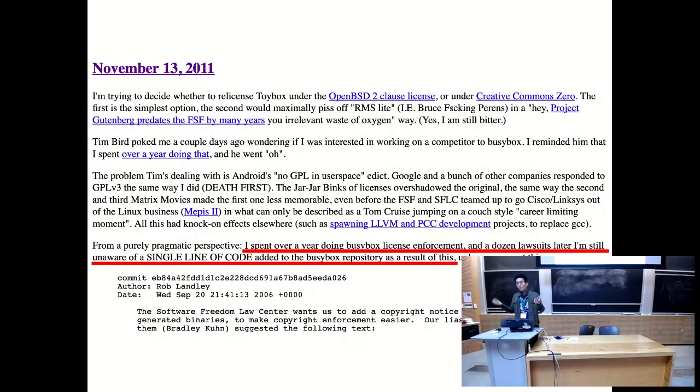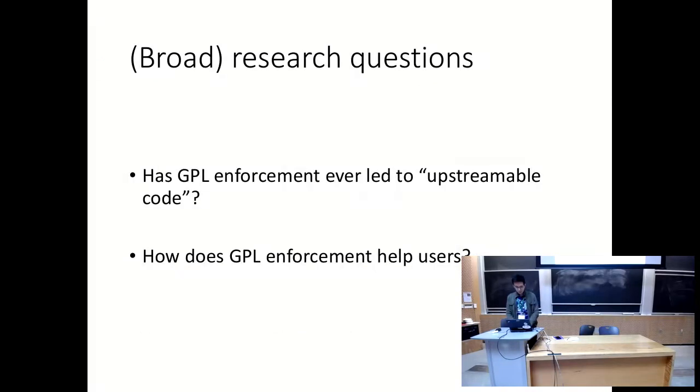I'm just highlighting the differences of where people are coming from. Do they want to protect the freedoms, or do they want to get more source code, attract more developers and so forth? In this talk, I'm going to have two broad research questions. First, has GPL enforcement ever led to upstreamable code, as the other side has always argued? And second, more to our point of view, how did GPL enforcement help users to get their freedom?